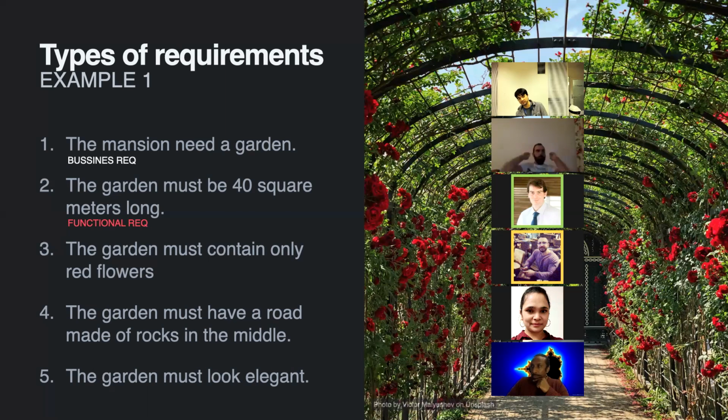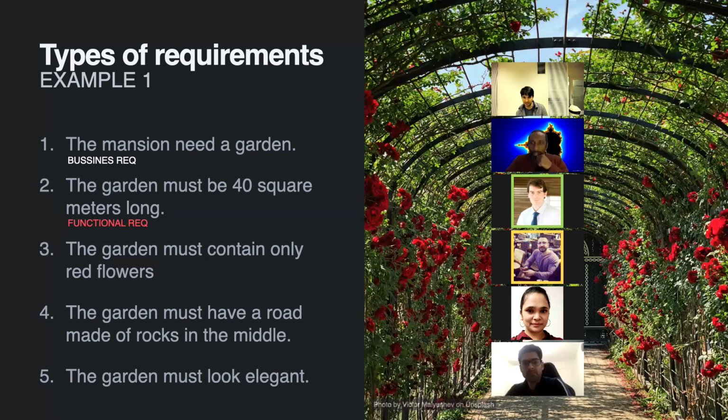Now, let's read the next one. It says the garden must contain only red flowers. So we cannot use sunflowers, we cannot use lilacs, we cannot use cotton or any kind of flowers. It can only contain red flowers. It doesn't mean that it only needs to be roses, but we can only put red flowers. Anyone want to try what kind of requirement this one is? Functional. Functional. Does somebody have a different opinion? It's okay, we can argue about this one.